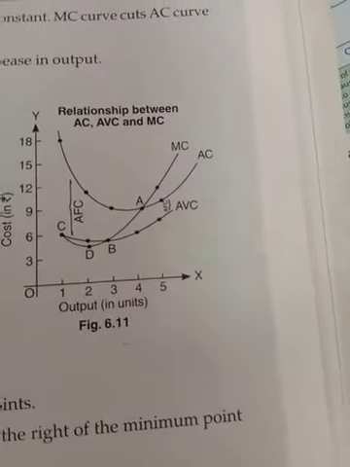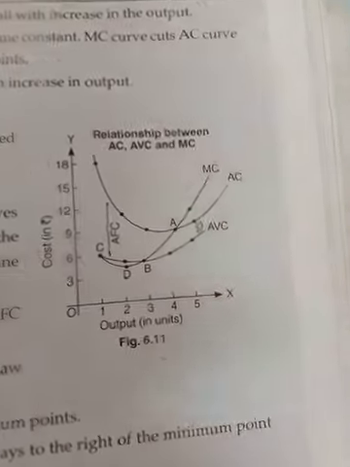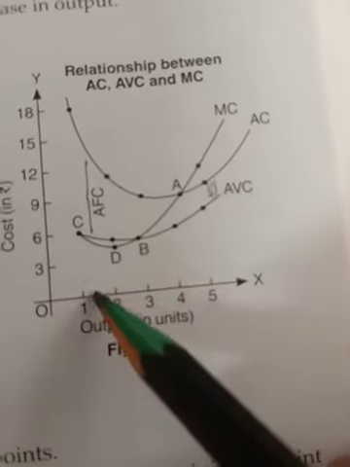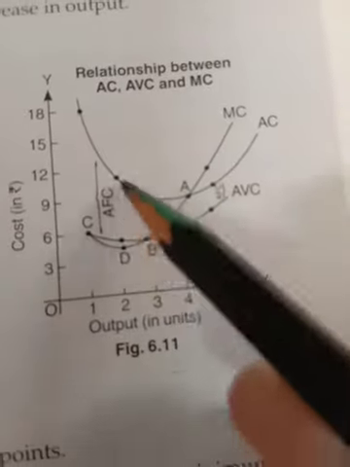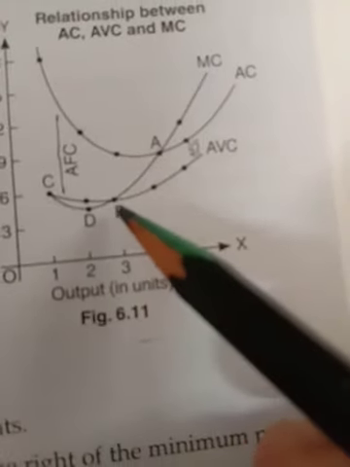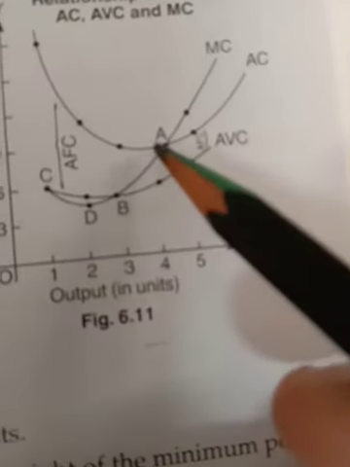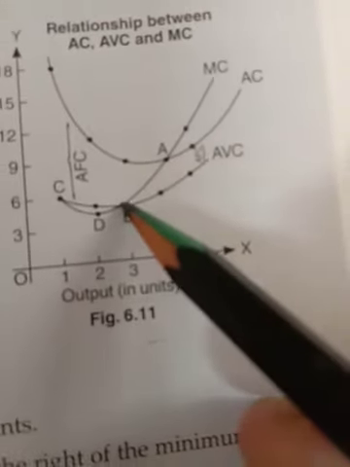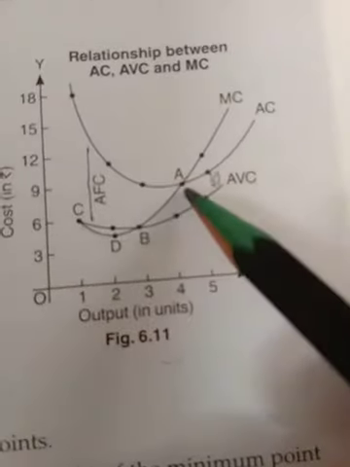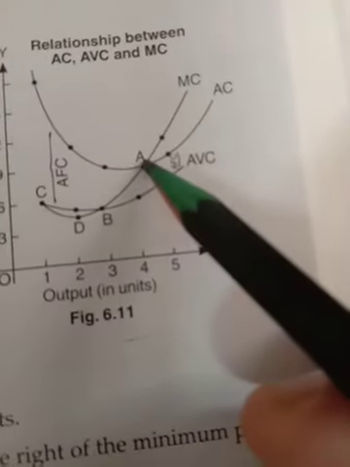Without the table you can also make the diagram, but if you make it with the table, then definitely you will get accurate points. So at the initial level of output, MC is less than AC and AVC both of them. With the increase in output, MC becomes equal to AVC, then MC equal to AC. As you see, when they cut, that means they are equal. MC is equal to AVC at the minimum point of AVC, and MC is equal to AC at the minimum point of AC.